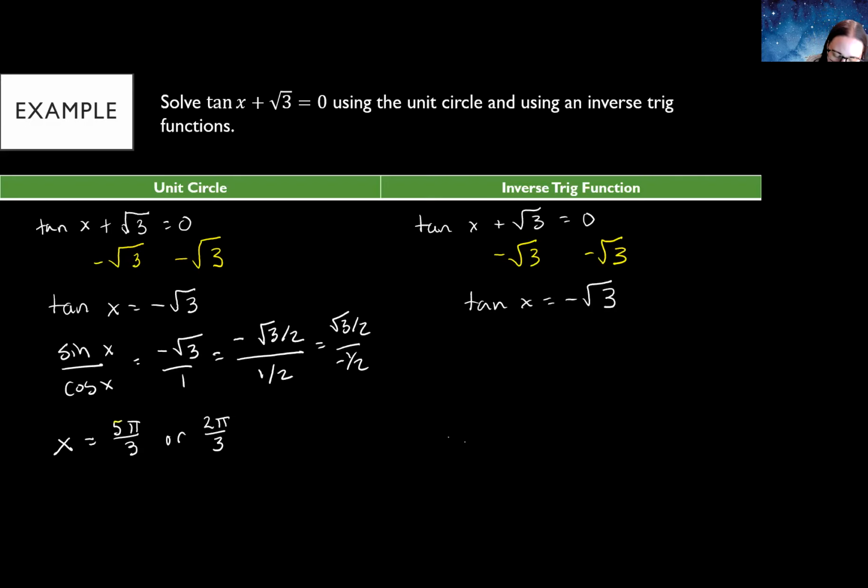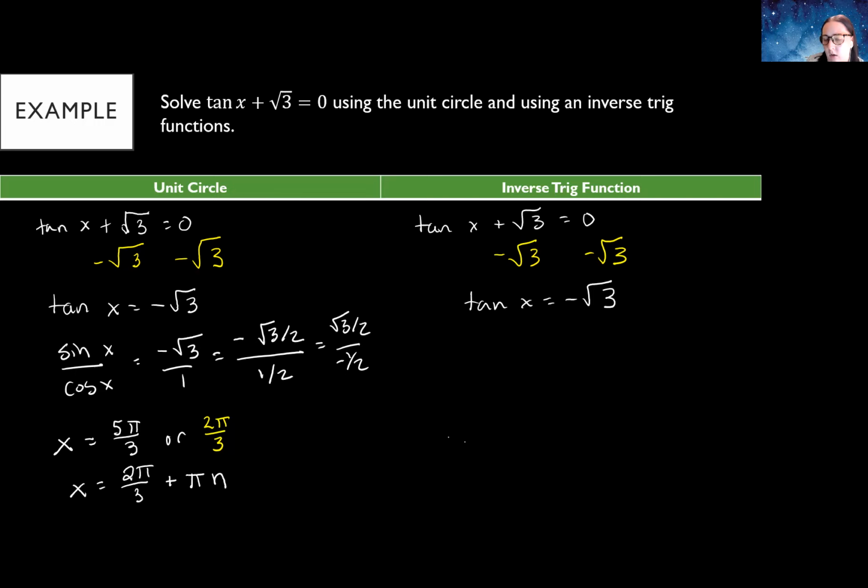So 5 pi over 3 is outside of that interval. 2 pi over 3 is the only value that is between 0 and pi. So that is the value we're interested in. That is basically our solution. But when we write our solution, because of the period and because the circle repeats, you can have multiples of this. And so the period of tangent is pi.